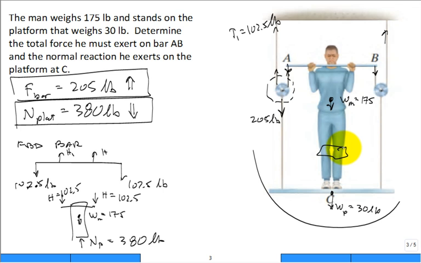I encourage you to spend more time on this problem. Go ahead and do a free body diagram only of the bottom platform to make sure the numbers are consistent. They are. And it's a good problem to understand. Thank you very much for your attention.